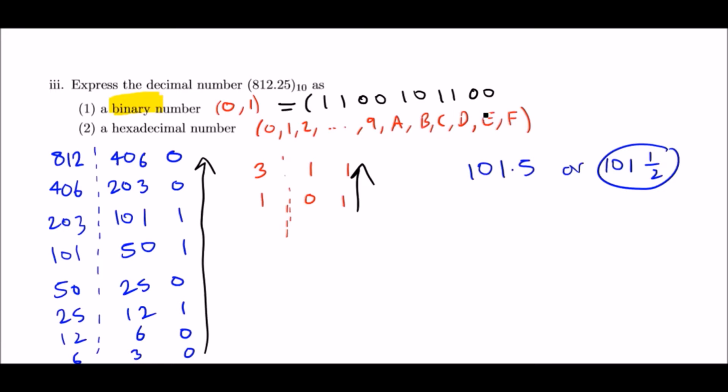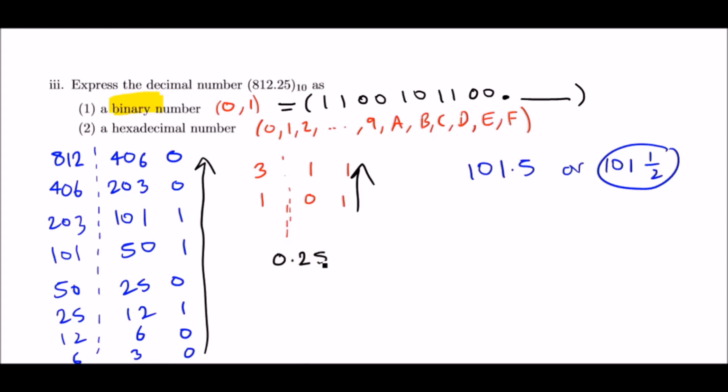So now we've done the first part. Now we need to work out what the decimal bit is, so the digits over here. To do this, we need to consider 0.25, and instead of dividing by 2, we're going to start multiplying by 2. So let's just pull out the 0.25 here for a second.